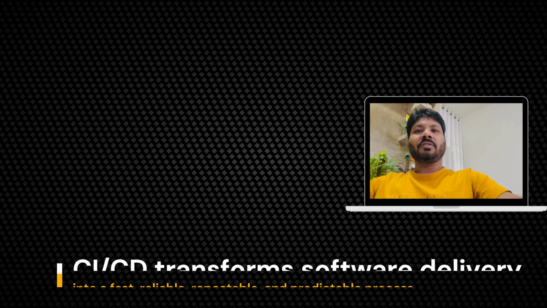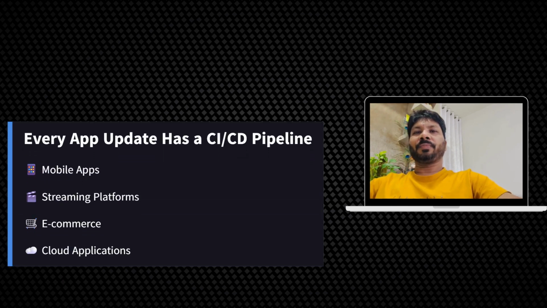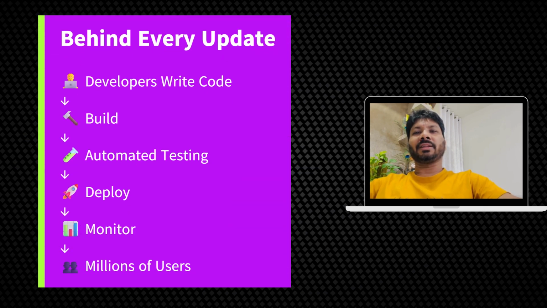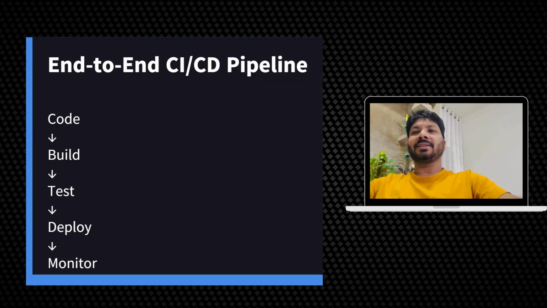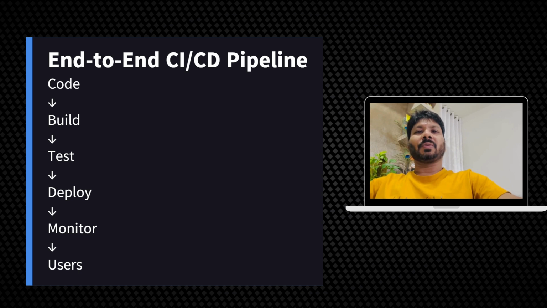The next time you update your favorite mobile app or refresh Netflix or Amazon, remember, behind that simple update, there is an intelligent automated pipeline working tirelessly. Developers write code, automation builds it, automation tests it, automation deploys it, automation monitors it, and millions of users receive new features without even realizing how much engineering made it possible.